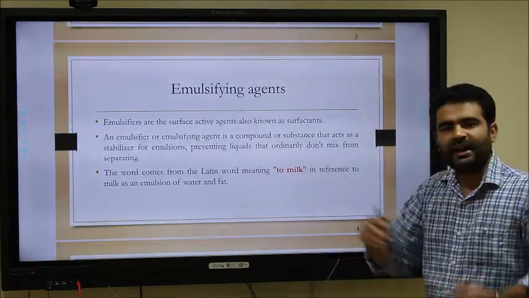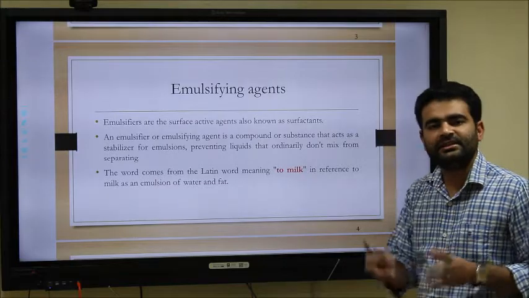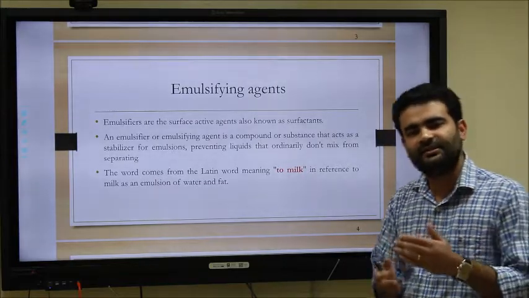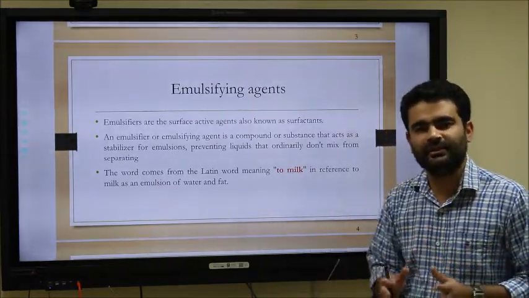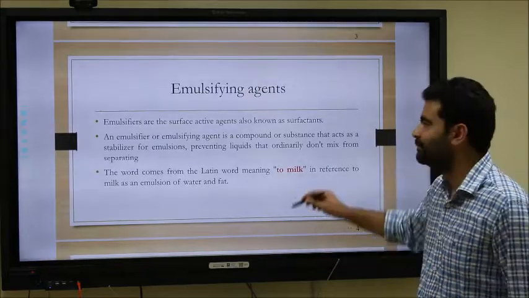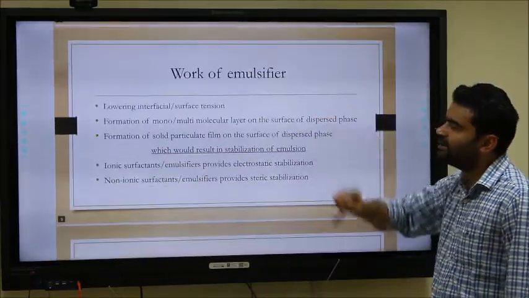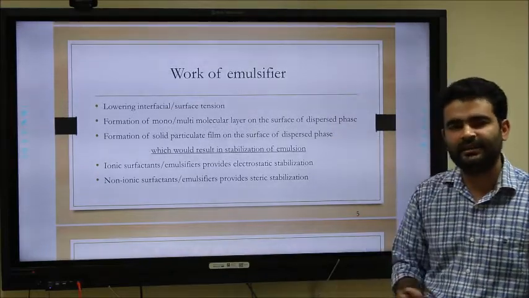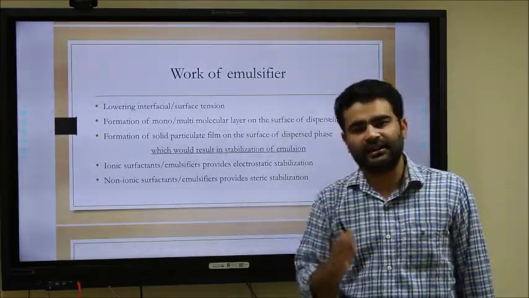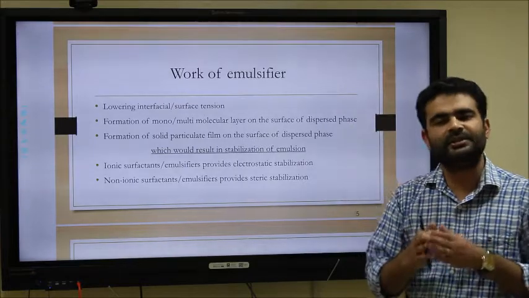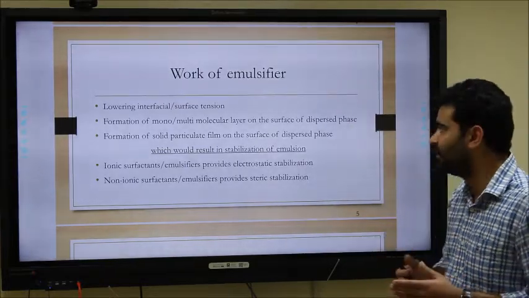Okay, so what are emulsifying agents? These are surface active agents which reduce the interfacial tension and allow two immiscible liquids to disperse in each other, or to mix with each other. Now, the next part: how does an emulsifier work? First, as I said, they act on the interfacial tension. They reduce the interfacial tension and allow the mixing of the two liquids.